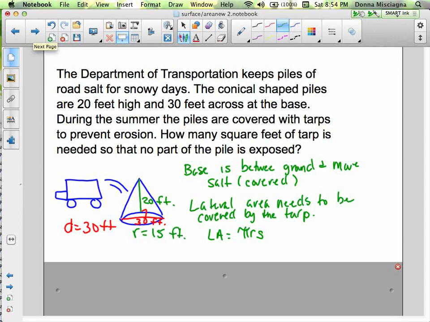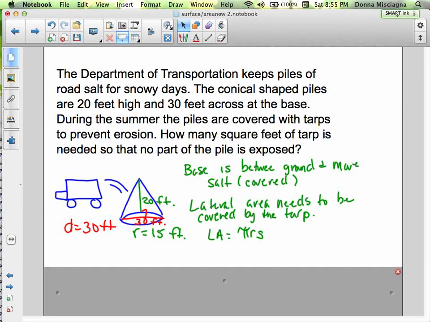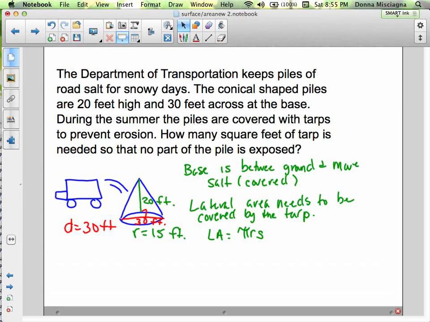Now we're wanting to cover it, so we're dealing with surface area. But let's think, do we need to cover everything? Well, the base is between the ground and more salt. It's covered, right? You don't have to worry about the wind blowing the base away. That's on the ground. So that's the lateral area that needs to be covered by the tarp. On these modeling problems, you're going to want a picture, and you're going to have to use your head and think logically. Do I need to worry about the base? Well, no, I don't. It's on the ground. So lateral area is all that needs to be covered by the tarp. Actually, this is a very easy problem once you break it down.